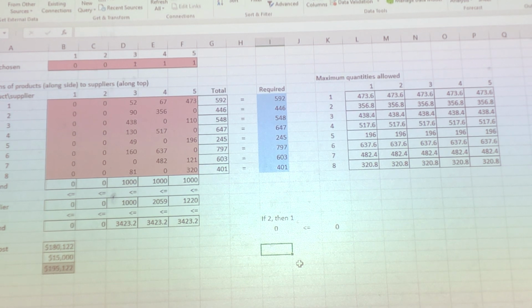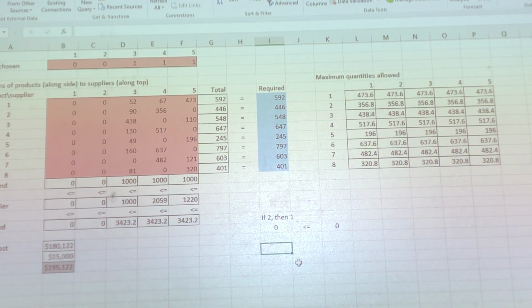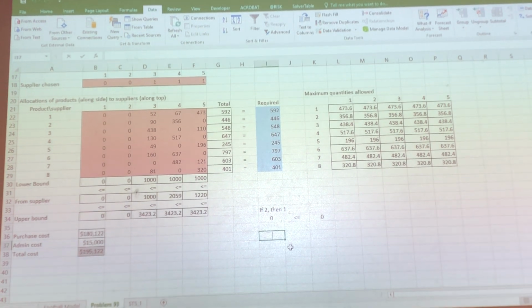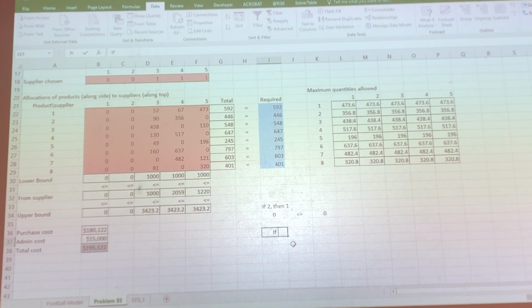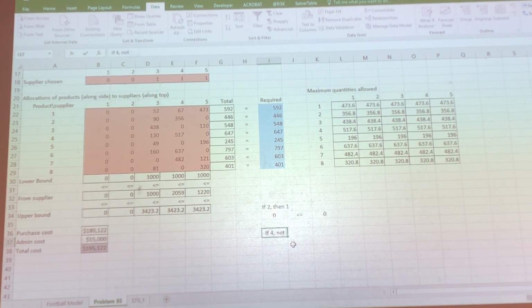So now we're happy with this solution until we ask the following question, which is, we impose another regulation on this. If you're gonna use supplier 4, you may not use supplier 5. Ah, we're using 4 and 5. All right, that's not good. If 4, not 5.